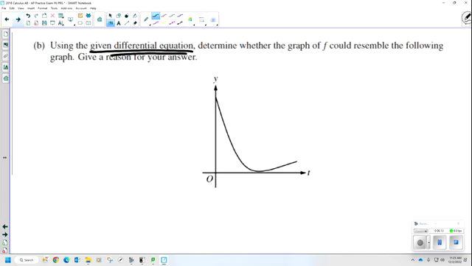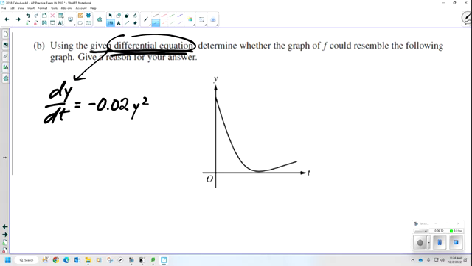So using this, let's put this out there, negative 0.0002. We'll use this one. Let's change it to y squared. So using this differential equation, determine whether this graph of f could resemble the following graph.